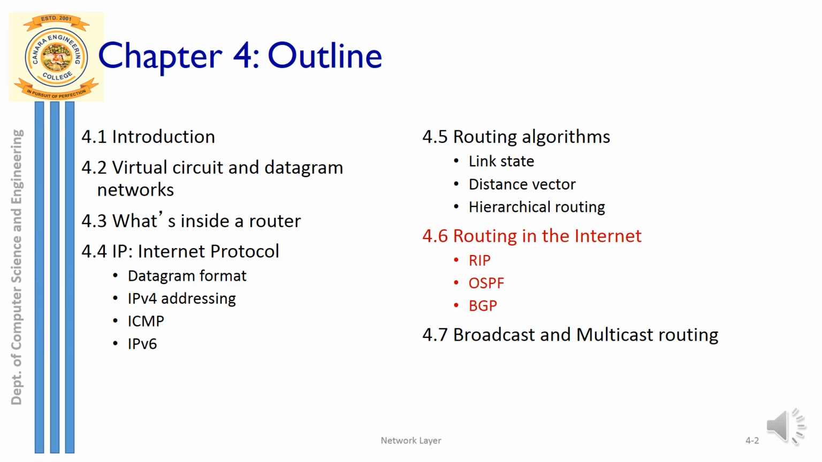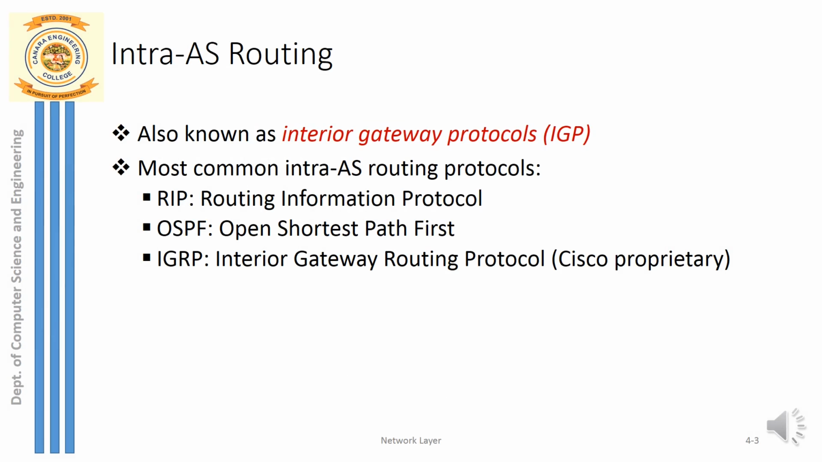Let's discuss now the routing protocol, and one such routing protocol here is RIP. We'll be discussing that here. We call this routing protocol intra-AS routing. So here we have two types: one is intra-AS routing and one more is inter-AS routing. RIP is the protocol which we are going to discuss now, that is an intra-AS routing protocol.